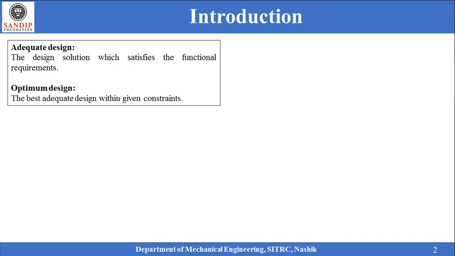We have to understand two important terms as a background of Johnson's method of optimization. They are adequate design and optimum design. Adequate design, as the name indicates, is the design solution which satisfies the functional requirements of the given problem. The optimum design is the best adequate design within given constraints. Let us understand these two concepts by a suitable example.